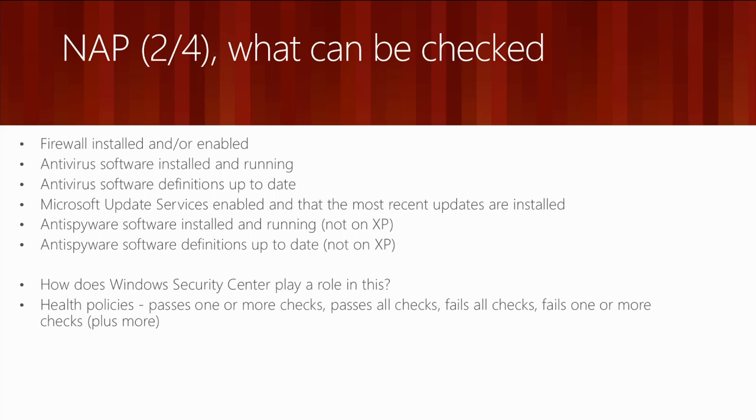Health policy. So on this one, you configure it, let's say you've got to have all this stuff turned on and up to date on the latest. And then what you can decide is how many of these things you can fail or pass to still gain access to the network. Can you pass one? Can you pass them all? You can fail one, or just be aware of those things.